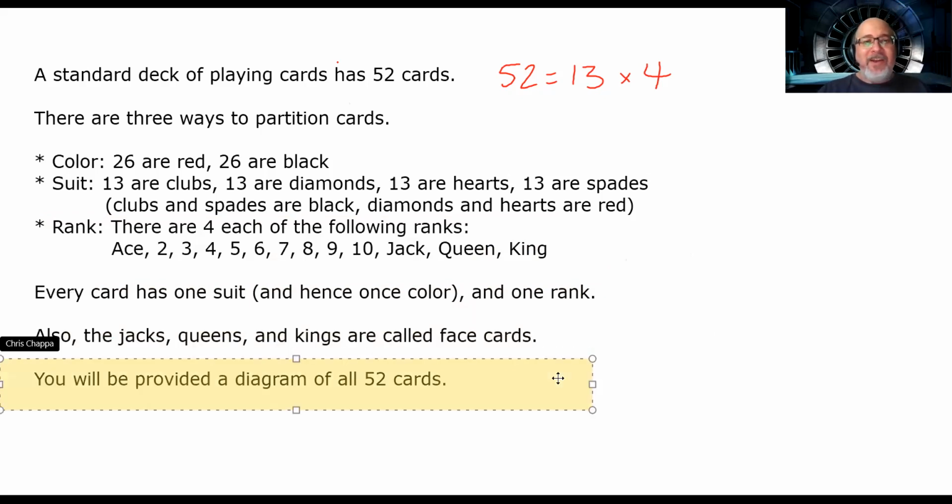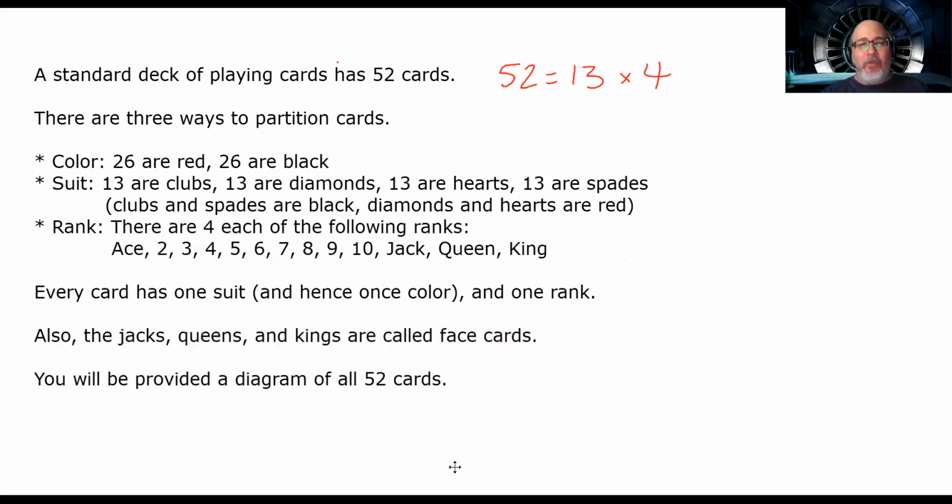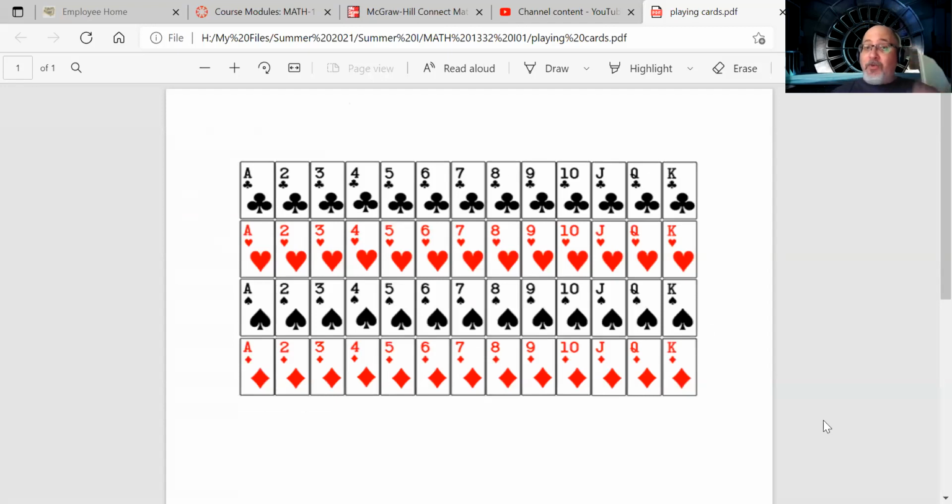You will be provided a diagram of all 52 cards, and I'm going to go ahead and show you what that diagram looks like. It looks like this. This will be available as a PDF in Canvas in the module containing these videos, and I highly recommend you have a copy of this in your notes, and you know why.